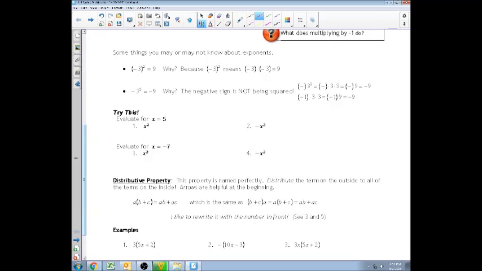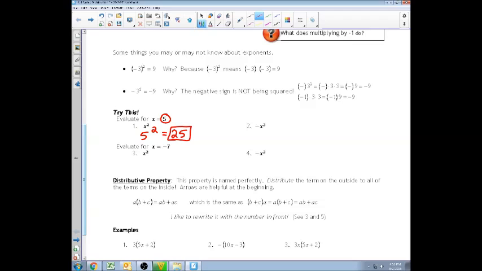What I'm actually doing here is I'm going to evaluate each one of these expressions for the number it tells me. So x equals 5. All I'm going to do is take 5, plug it in for x. So x was being squared, so now my 5 is squared. That will give me 25.